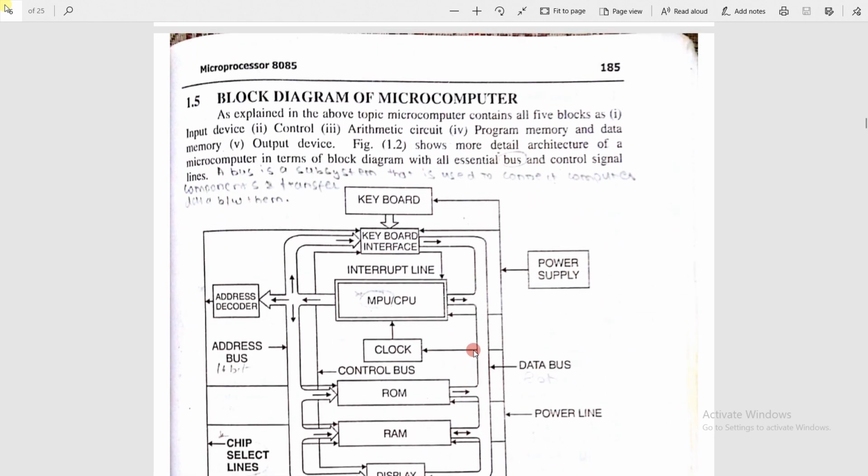Next topic is the block diagram of a microcomputer. We have already discussed the microcomputer organization. This diagram is important from the exam point of view. Block diagram of microcomputer. The block diagram has five blocks: input device, output device, control unit, arithmetic unit, memory unit. Memory unit is divided into two: program memory and data memory. This we have already learned before. But here we will learn the detailed architecture of a microcomputer.